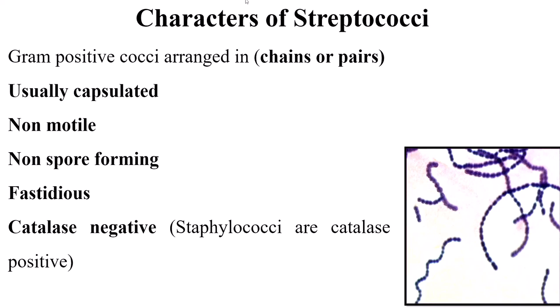They are fastidious. They need nutrients. They are catalase negative, and from this we can differentiate them from the Staphylococcus genus. So Streptococcus are catalase negative, while Staphylococcus are catalase positive, and this is the shape of the Streptococcus bacteria, which is arranged in chain or maybe in pair, forming diplococci like this.